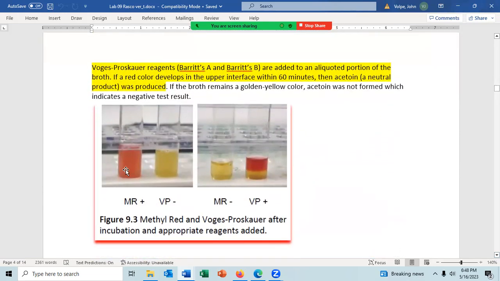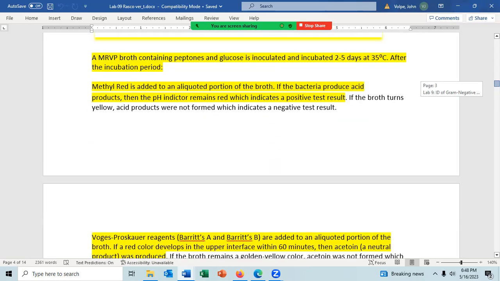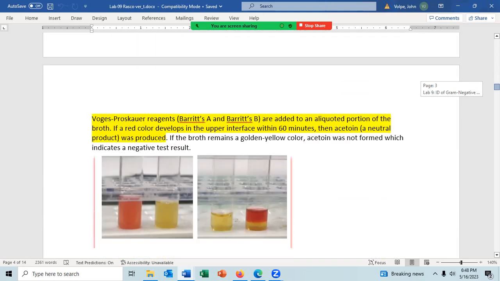And there's a methyl red positive tube, and there's a methyl red negative tube. All right, the other half of the tube, or the second tube, you use for the VP test. And you have to add Barrett's A and Barrett's B solutions to the tube. And then you shake it to get oxygen in.